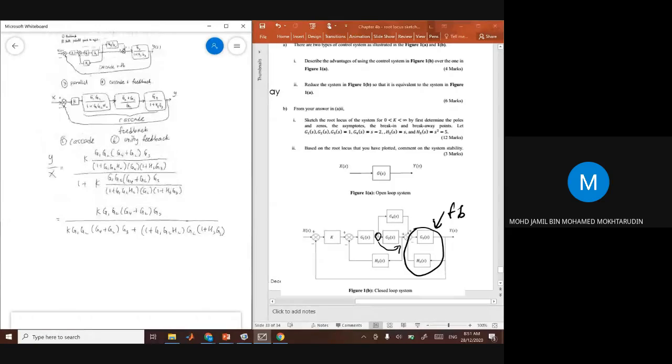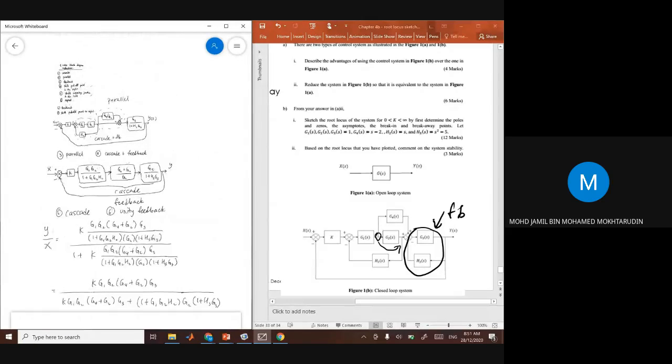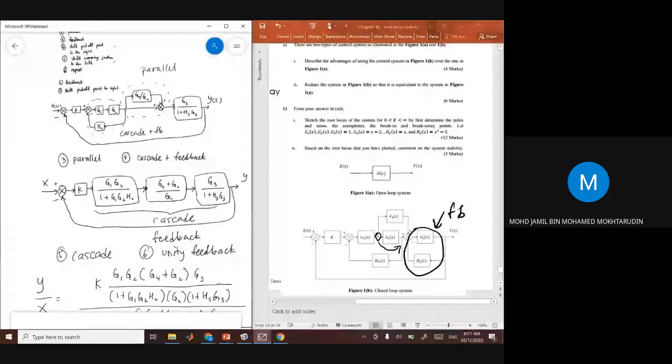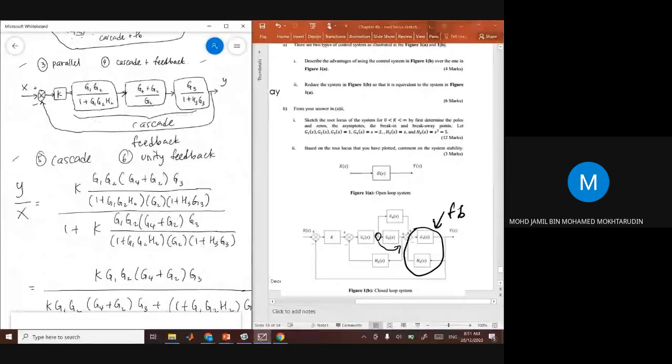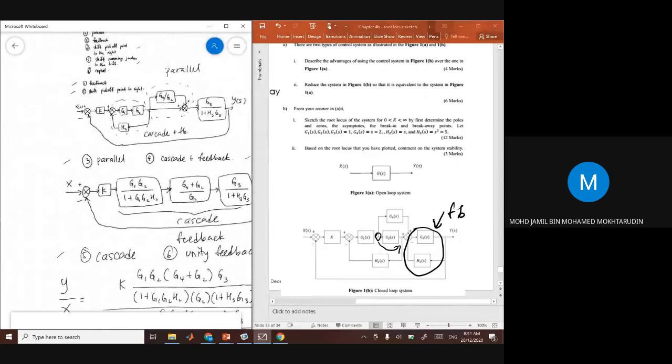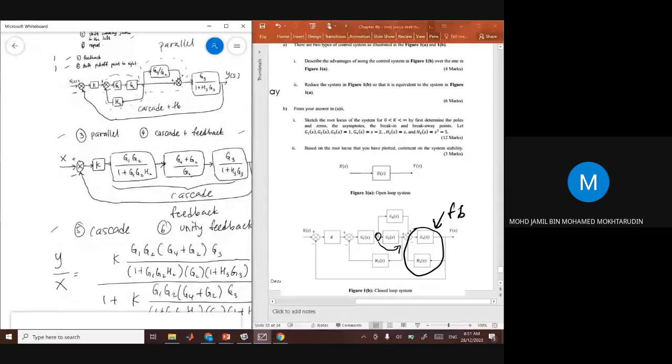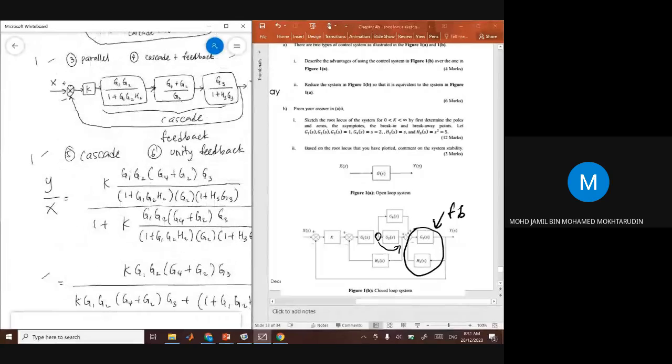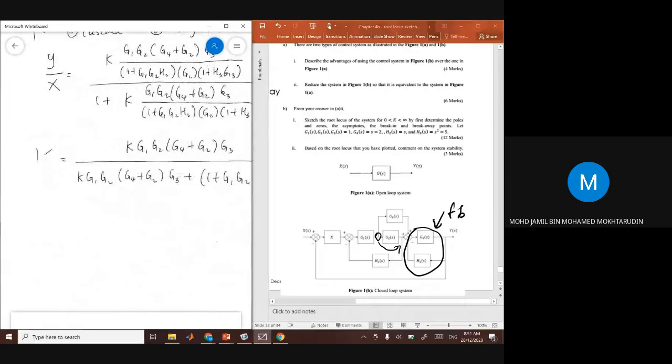So if you have these first two, feedback, shift takeoff point, parallel, cascade feedback, this one cascade unity feedback, and the final answer, so you get 6 marks. Okay, so 1 mark here, 1 mark here, here, here, and here.